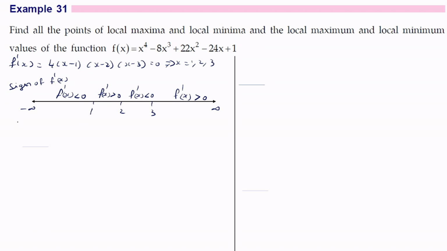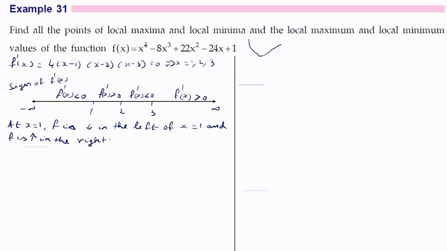So first let us consider the point x equal to 1. At x equal to 1, we can see that in the left neighborhood of 1, f dash of x is less than 0. It means the function is decreasing. If this is x equal to 1, it is decreasing in the left neighborhood of 1 and then it starts increasing, because in the right neighborhood f dash of x is more than 0. So f is decreasing in the left neighborhood of x equal to 1 and f is increasing in the right neighborhood of x equal to 1.